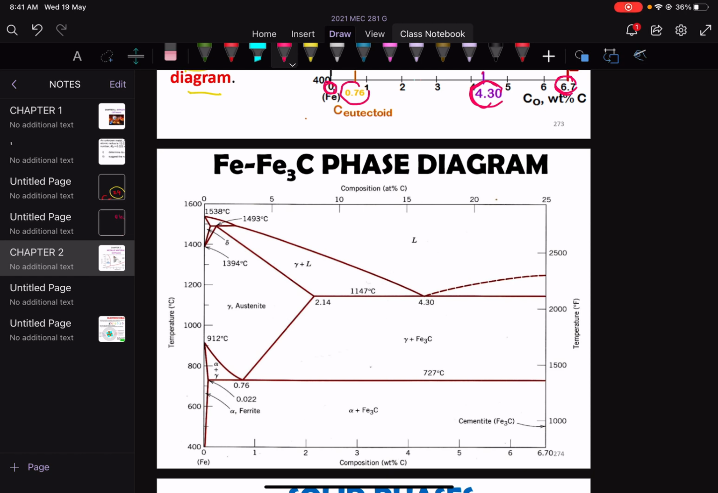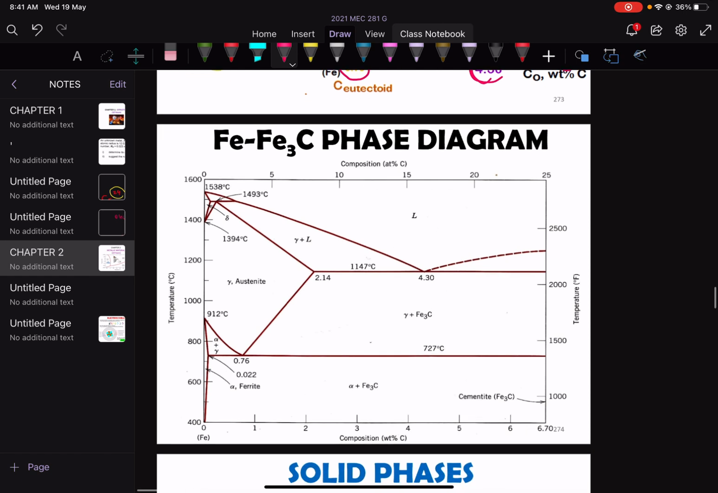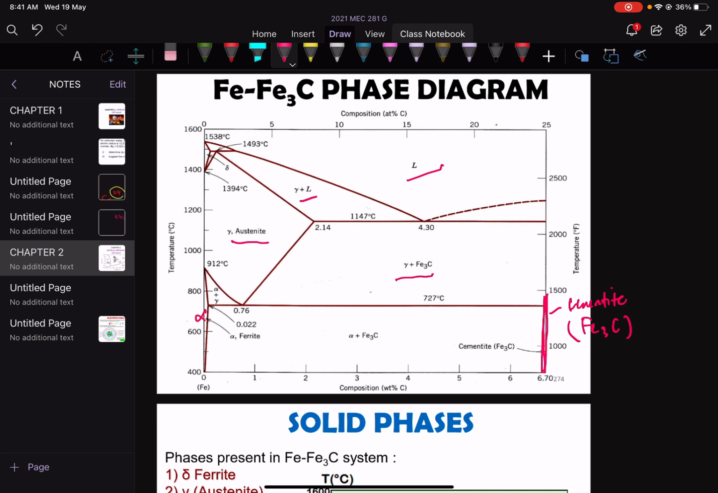Here is the similar phase diagram to what I showed earlier. This one is austenite, gamma. This one we have liquid. This one we have gamma plus liquid. Here we have gamma plus cementite. At the end, at 6.7, this will be all cementite, Fe3C. Alpha here refers to ferrite, and when alpha plus cementite, it will become perlite. So please remember, memorize the terms.